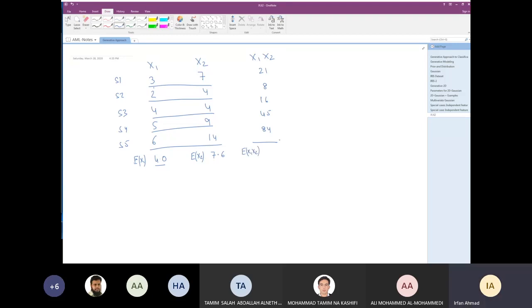So what is expectation of x1, x2? You basically find the mean of it. So you add all of them, divide by 5. Again, if I'm wrong, you can correct me. It gets to 34.8. Okay.